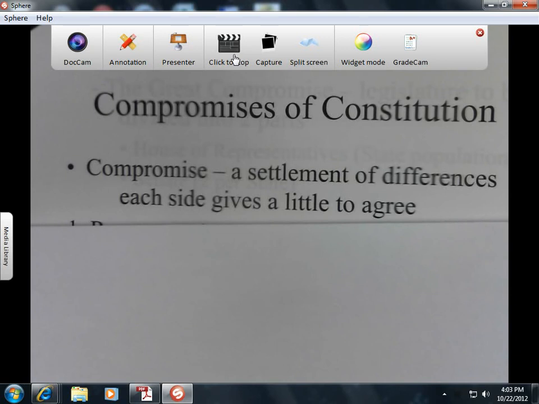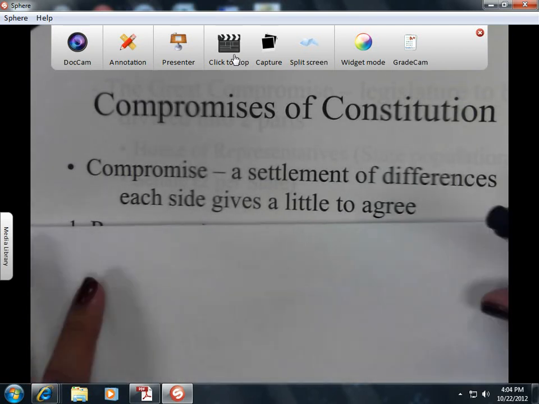So we've got two sides that really want something, maybe two best friends, for instance, and each of them wants something on their pizza or to go to a certain movie. They both have to give up something in order to come to an agreement. If you don't compromise, then usually nothing ever gets done, and then you won't get to go to that movie or eat that pizza.